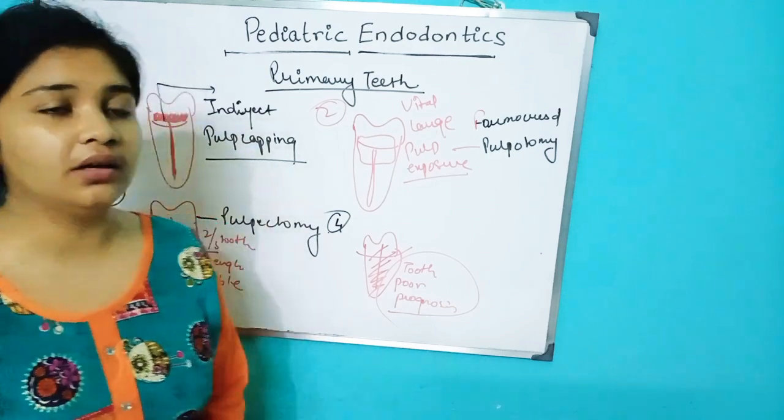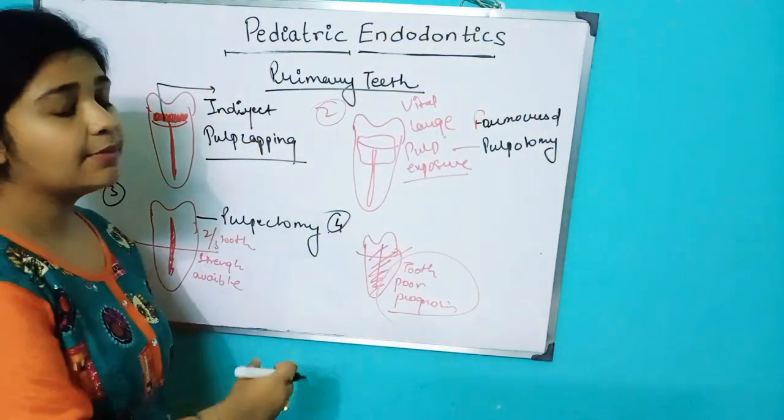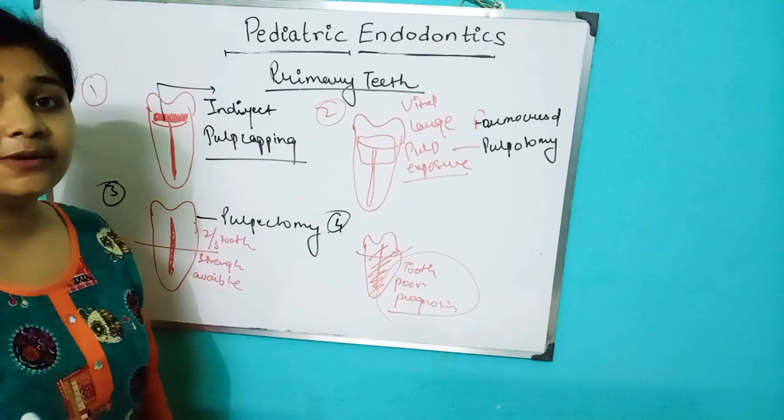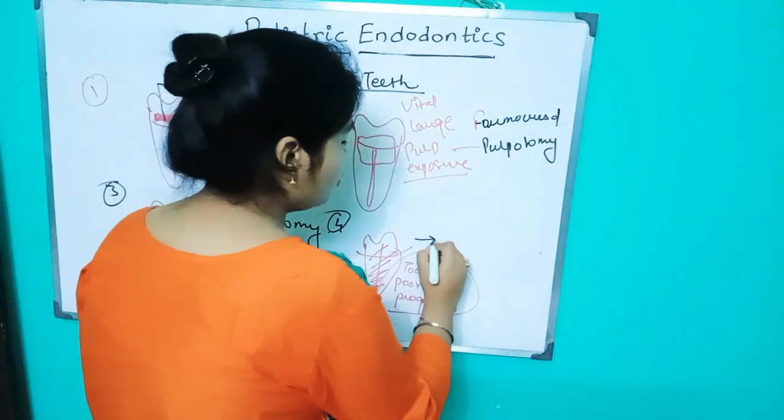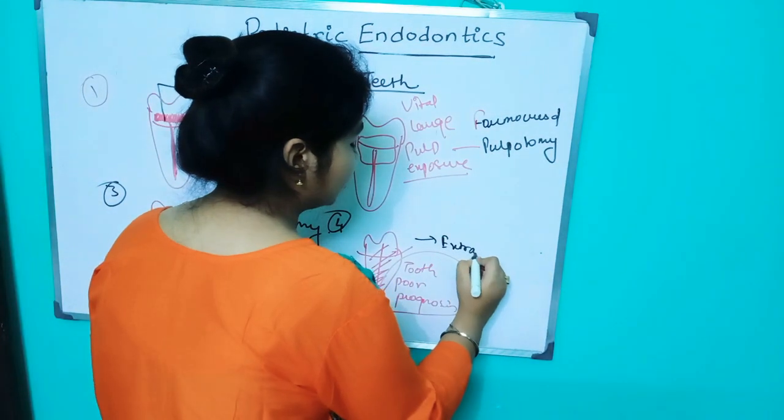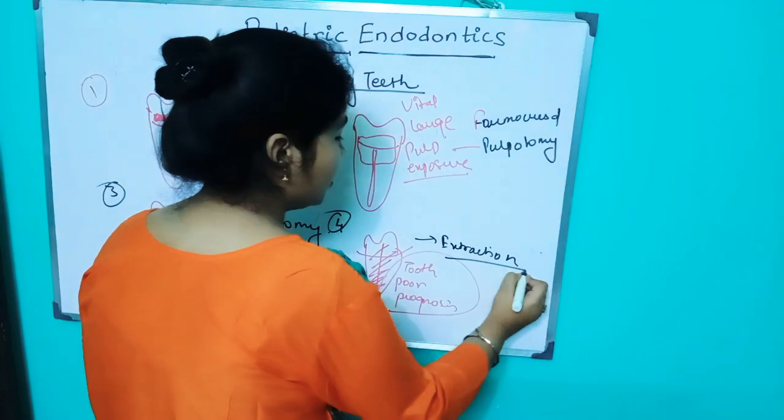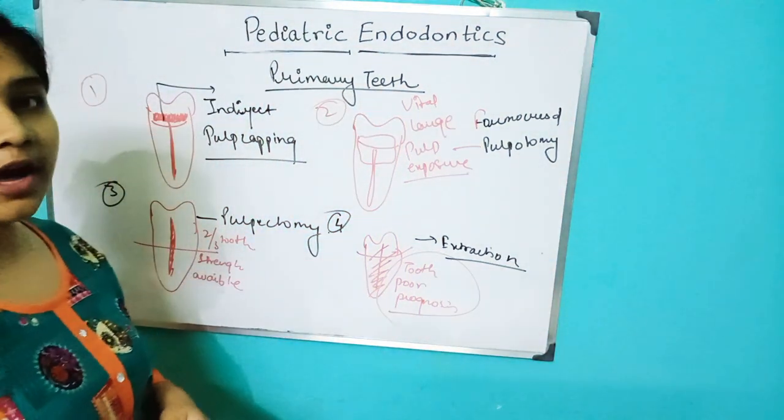Poor prognosis can be in the permanent tooth, can be in the primary tooth, but it's a primary tooth, so the permanent tooth will come. So if we keep this in the jaw for longer, it might cause infection. So we do extraction in this case. So I am clear with this.